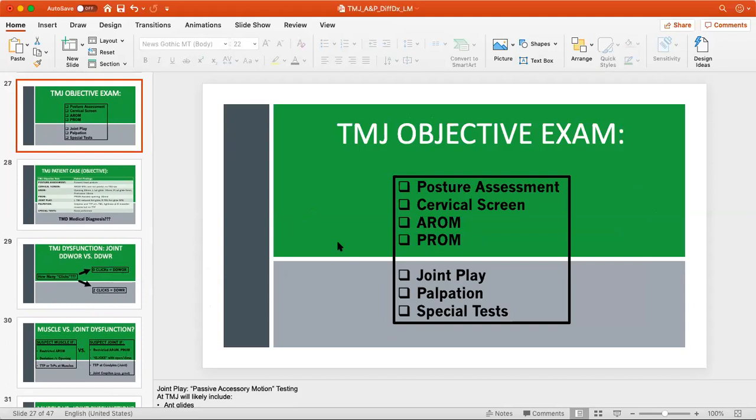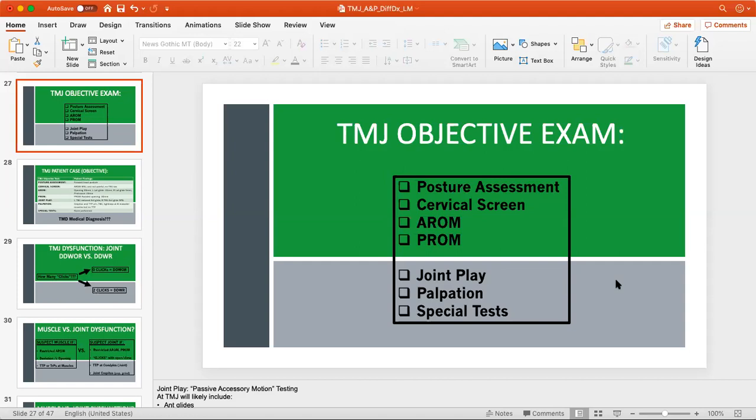There may be some other things that you do, but at a minimum, you're going to want to do a posture assessment. You're going to want to screen the cervical spine, active range and passive range at the joint of interest. You could screen joints above and below, but that has to do with cervical screen, looking at head and neck. Joint play or your passive accessory joint testing. So these are going to be your glides, your arthrokinematic testing at the joint.